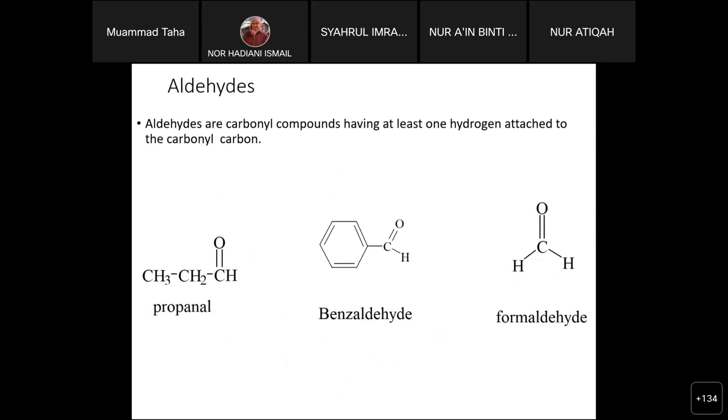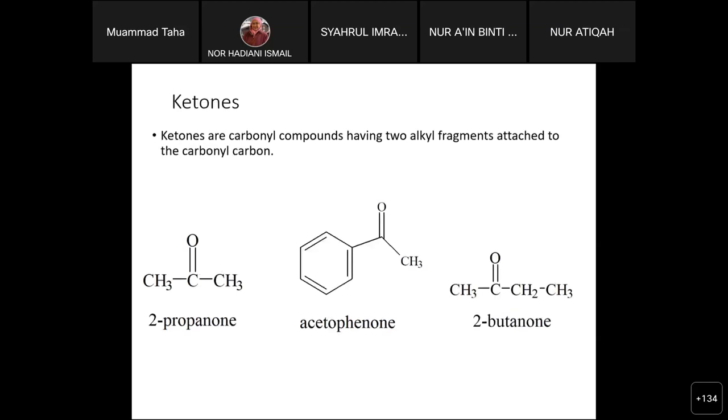So, aldehydes. This is an open chain aldehyde. This is an aryl aldehyde, and this is the very basic aldehyde, formaldehyde. Next slide. These are the ketones. This is the open chain ketone. This is the cyclic aromatic ketone. You can go to the next slide.